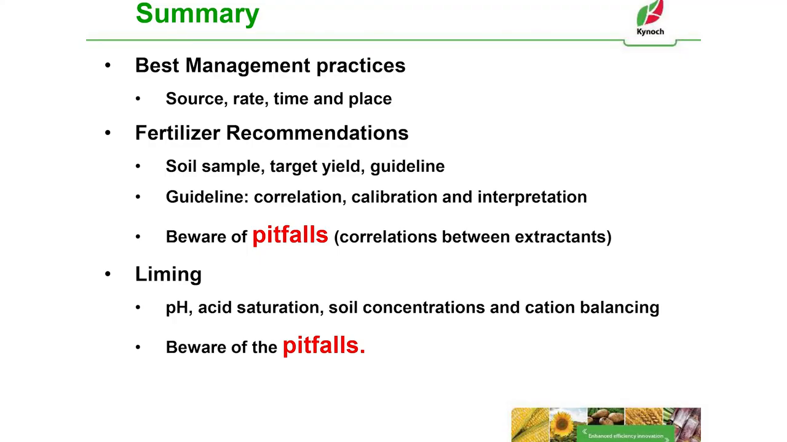So in summary, we looked at the best management practices, the source, the rate, the time, and the place. We look at fertilizer recommendations, soil samples, target yields, and guidelines. Under guidelines, we looked at correlation, calibration, and interpretation, and beware of the pitfalls of the correlation between extractants. That's a huge pitfall. And under liming, use pH, acid saturation, soil concentration, and cation balancing when you determine the liming, and beware of the pitfalls as mentioned.